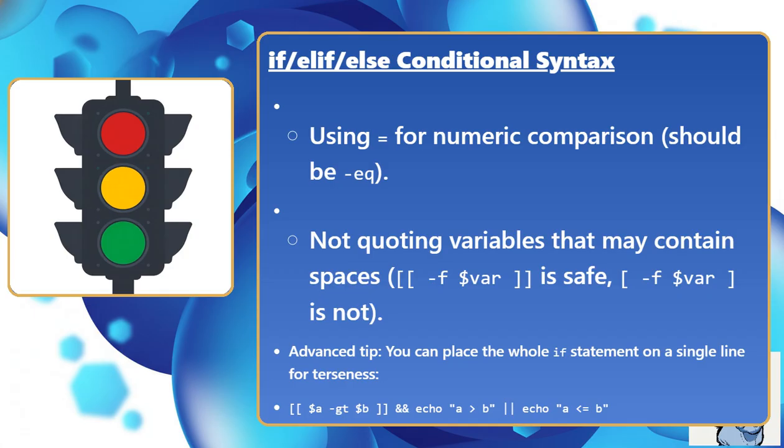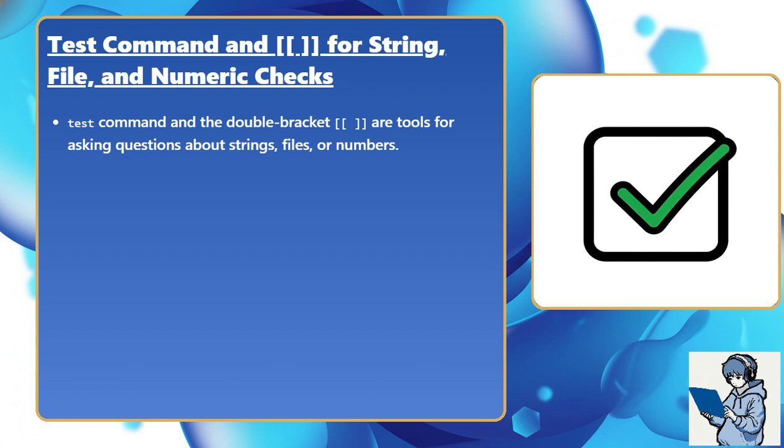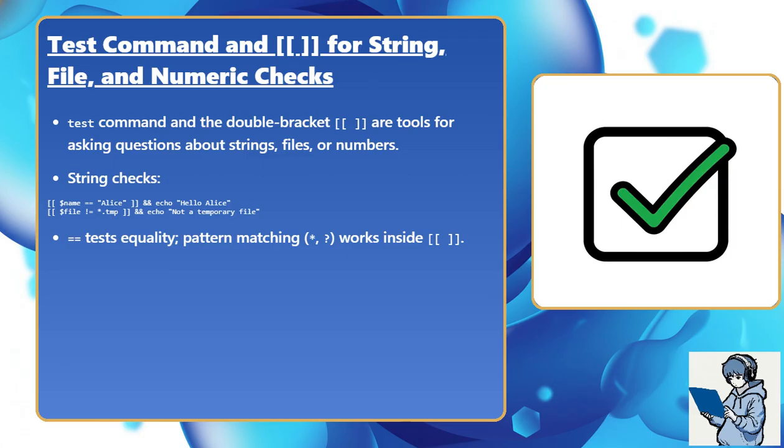The test command and the double bracket are tools for asking questions about strings, files, or numbers. String checks: [[ $name == Alice ]] && echo hello Alice. [[ $file != *.tmp ]] && echo not a temporary file. Tests equality. Pattern matching with * works inside double brackets.